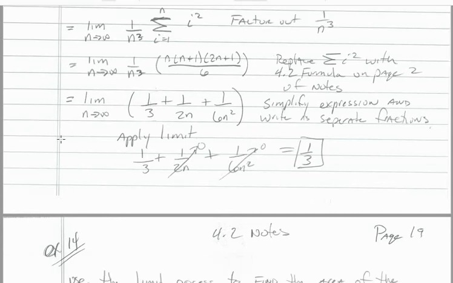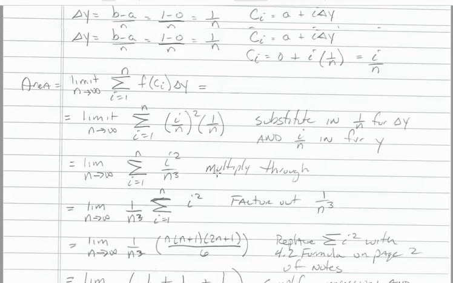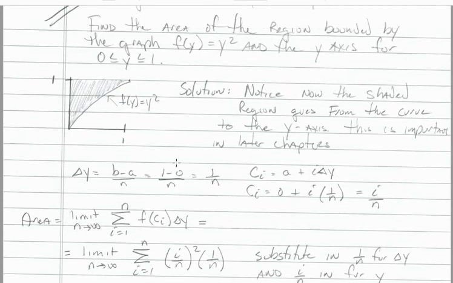Just reviewing, limit as n approaches infinity of 1 over any sort of infinity goes to 0. So the 1 over 2n goes to 0, the 1 over 6n squared goes to 0. So really we're just left with 1/3. So going back and looking up at our given solution or picture here, when we are going from 0 to 1 in the y direction here and bounded to the y-axis, this shaded region is 1/3.